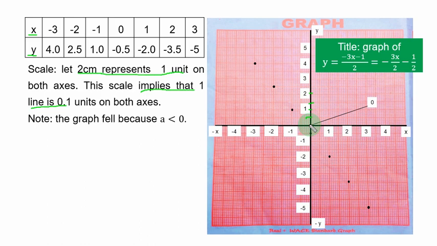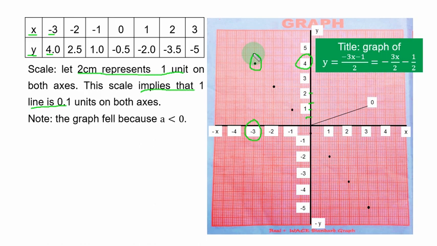The next thing is to plot. The first point there is when s is minus 3, y is 4. So this is minus 3 for s, and this is y. This is 4 now, 4 for y. So you trace the point. This is the point of intersection. So you put an asterisk or a dot at that point.